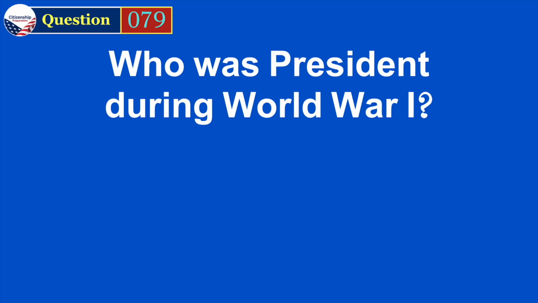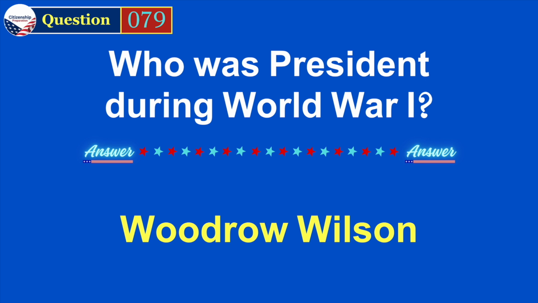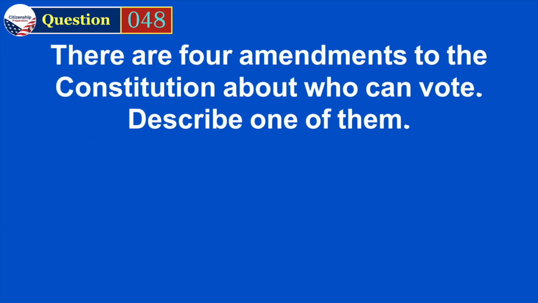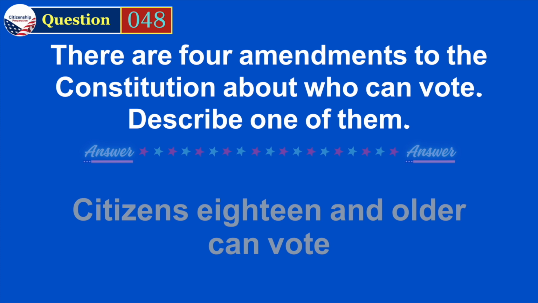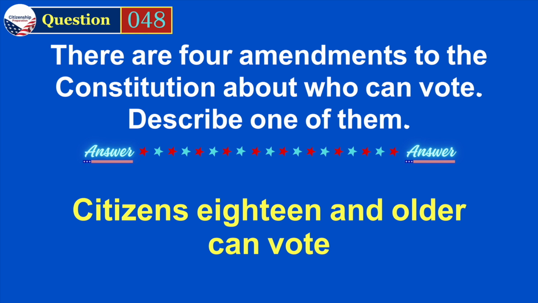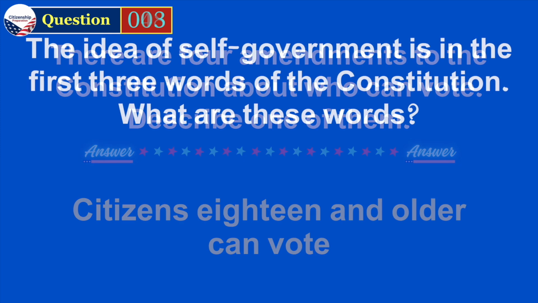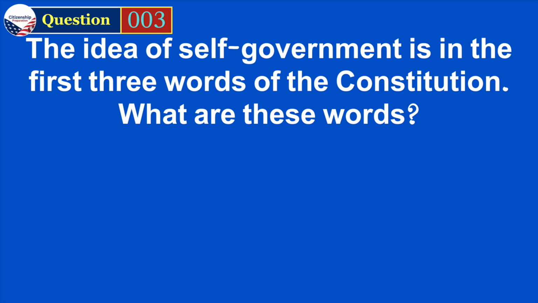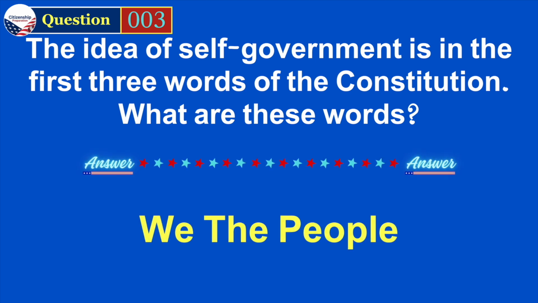Who was president during World War I? Woodrow Wilson. There are 4 amendments to the Constitution about who can vote. Describe one of them. Citizens 18 and older can vote. The idea of self-government is in the first 3 words of the Constitution. What are these words? We the people.